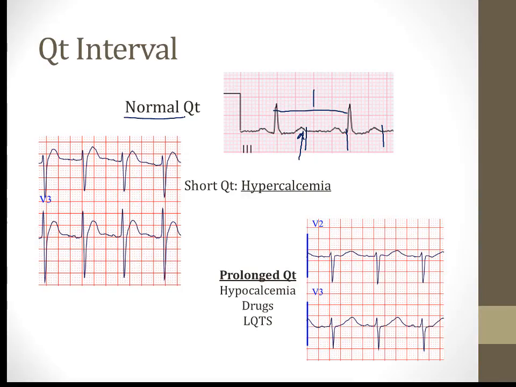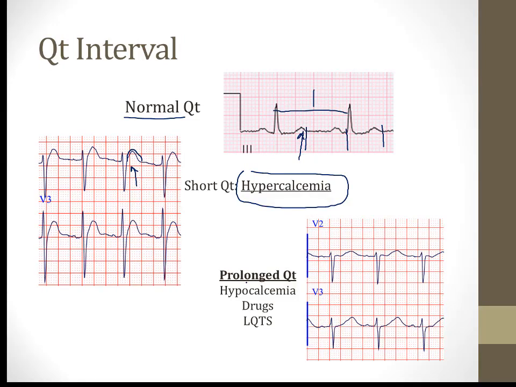There are relatively few causes of a short QT interval, but one that you should definitely know is hypercalcemia. On the EKG on the left side of the screen, you can see that the T wave begins almost immediately after the QRS complex. There is no flat portion of the EKG between the QRS and the T wave, and this is what you can see in patients who have an elevated calcium level.